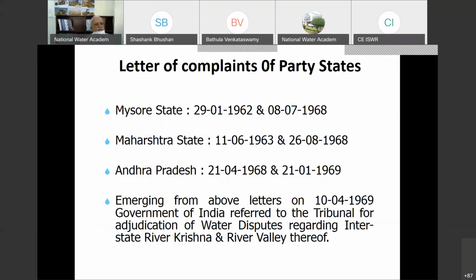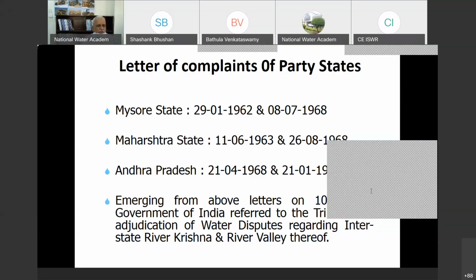Letters of complaint from the states were initially made in 1962 and 63 by Mysore and Maharashtra. They were followed by another letter from Mysore state on 8/7/1968, from Maharashtra state on 26th August 1968, and Andhra Pradesh. First letter on 21st April 1968, followed by another letter on 21st February 1969.